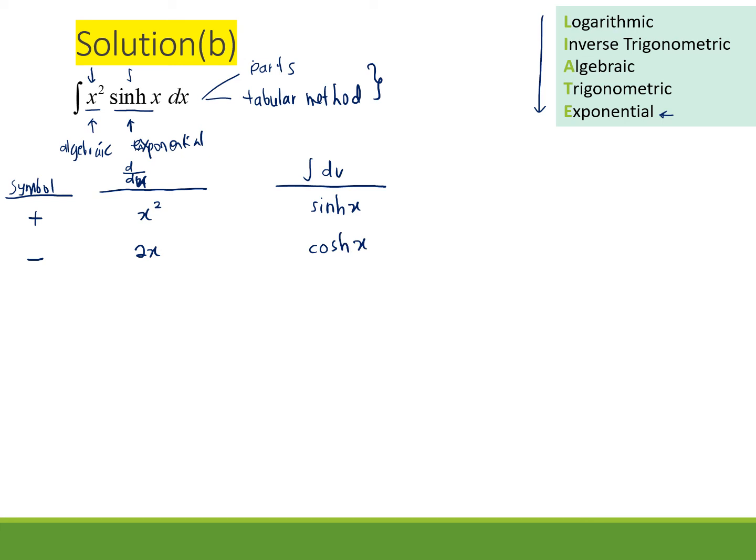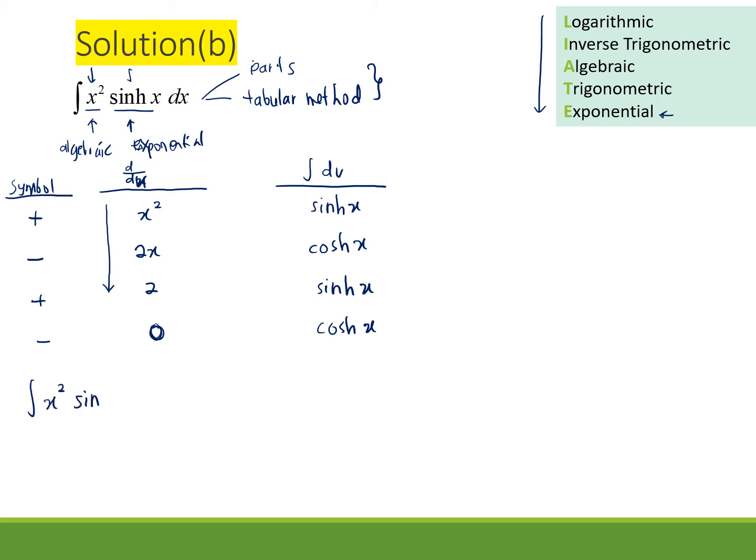Okay, so we will continue to differentiate until we get the final answer, which is equal to 0. So here would be 2, and then this one, sinh of x. Okay, and then this next step is to differentiate 2, where the result is equal to 0, and then integrate sinh, which is equal to cosh of x. Okay, now we can solve this.